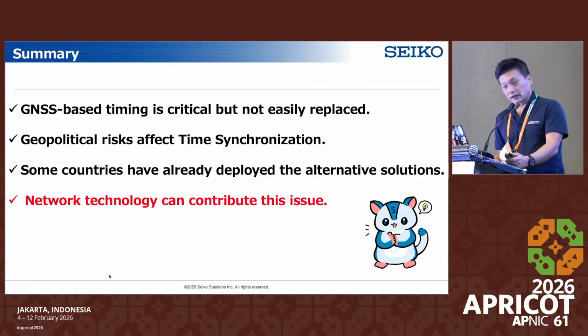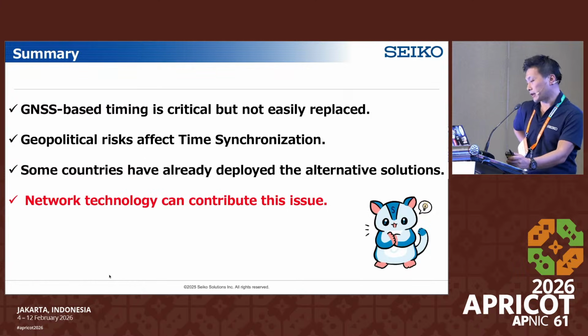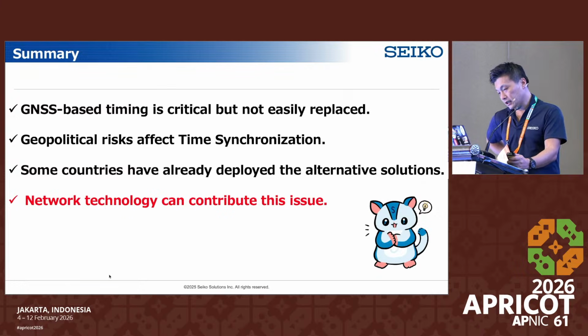To summarize, GNSS-based timing is critical infrastructure, but it is not easy to replace. Geopolitical and technical risks are increasing. Some countries have already begun deploying alternative solutions. And network-based timing technologies can play a major role in addressing these challenges.